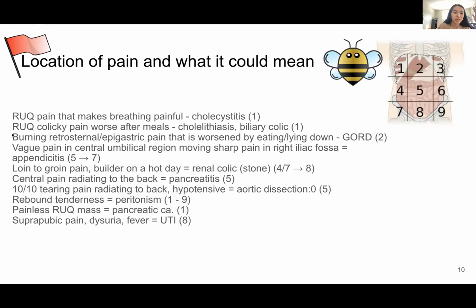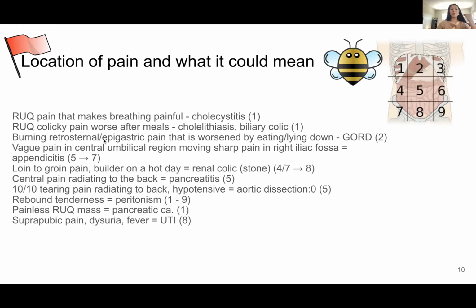So yeah, colicky pain after meals. And it's worse after meals because that's when your gallbladder needs to squeeze, right? When you eat a fatty meal, for instance, the gallbladder needs to squeeze the bile out so that the bile can break down that fat. But obviously when it squeezes, those gallstones will come and block the duct and really hurt you, because it's starting to push on the wall of the gallbladder.